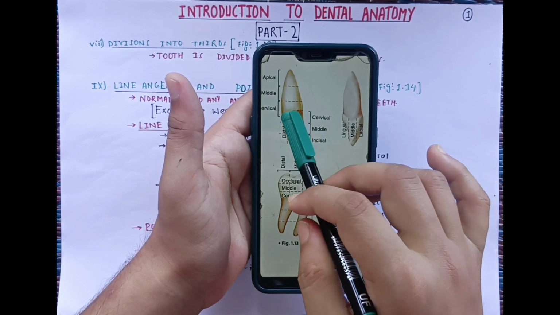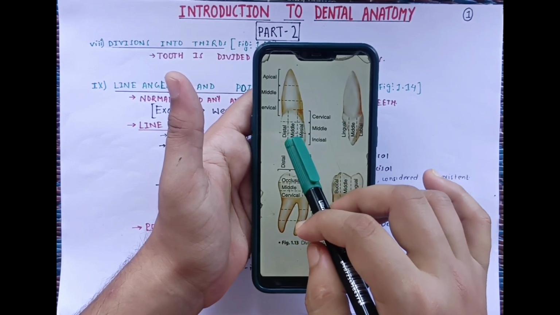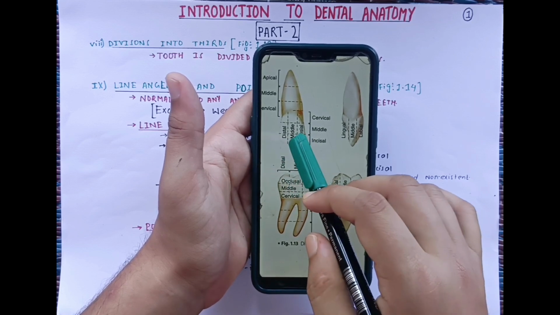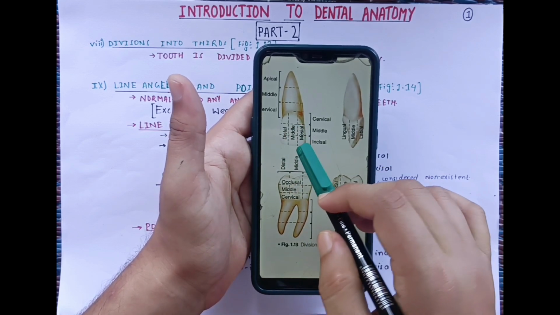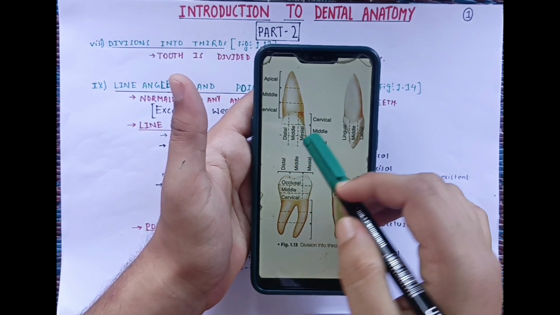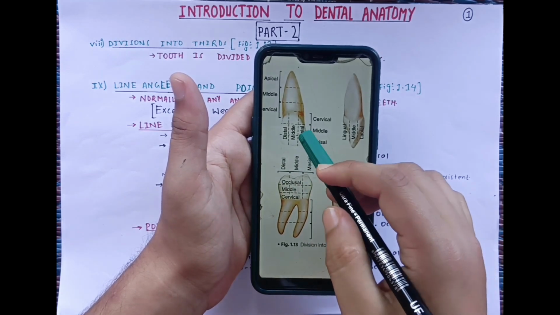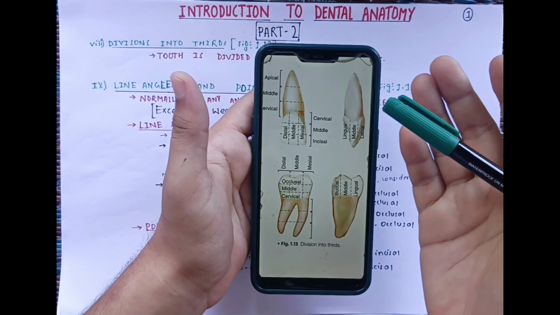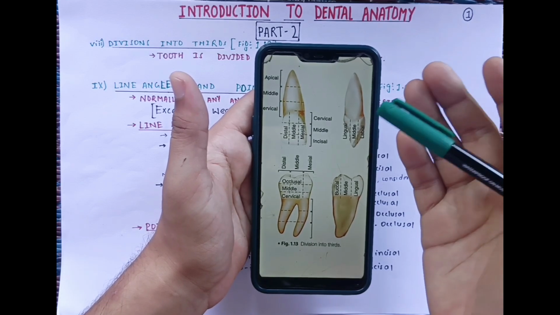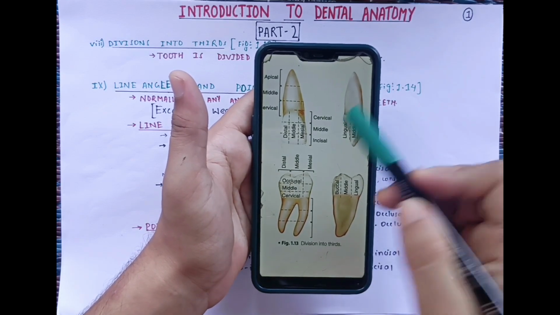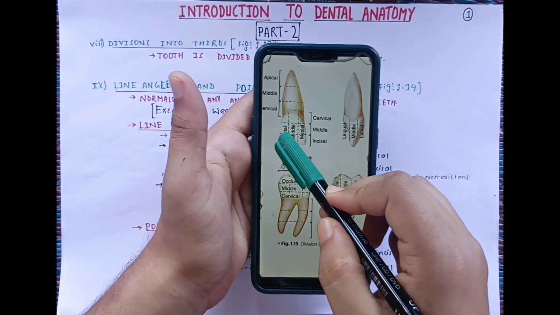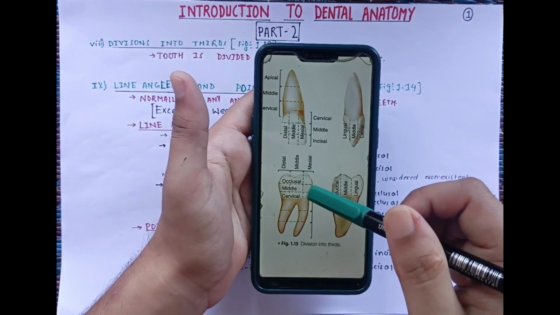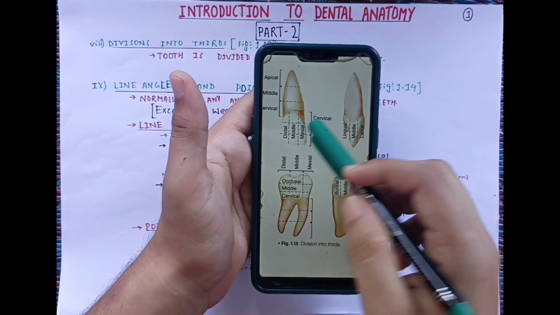Similarly, the crown itself is divided by 2 other vertical lines, and they form mesial and distal along with the middle portion. I have discussed previously in my part 1 video that mesial is that surface, that part of the tooth that is facing towards the midline of the dental arch. Similarly, the distal part is that part of the tooth that is facing away from the midline of the dental arch. So it is easy to understand.